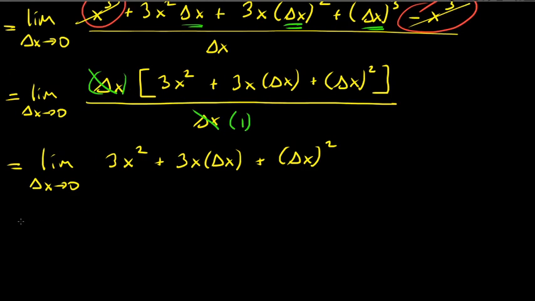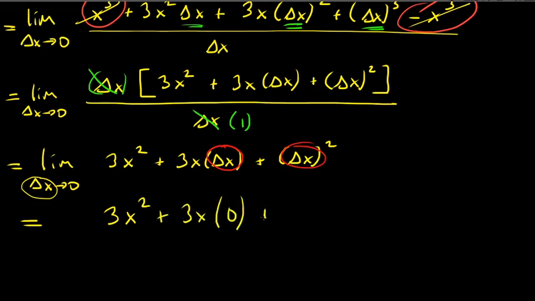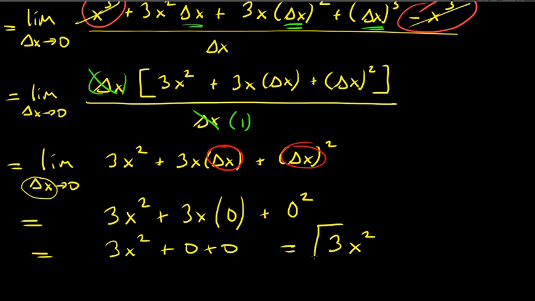So now just take the limit, right? In other words, everywhere you see a delta x, just change that to 0. So this is 0, and this is 0. So we end up with 3x squared plus 3x times 0 plus 0 squared. Well, 0 times 0 is 0. 3x times 0 is 0. So this is 3x squared plus 0 plus 0. In other words, you just get 3x squared. And that's the answer.